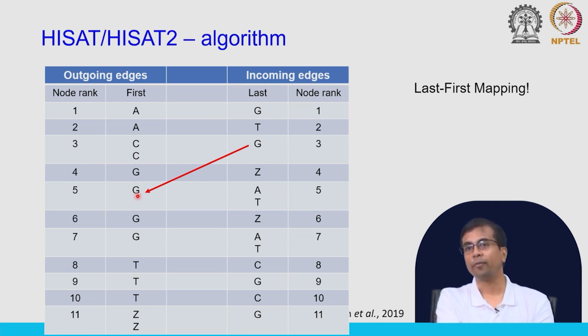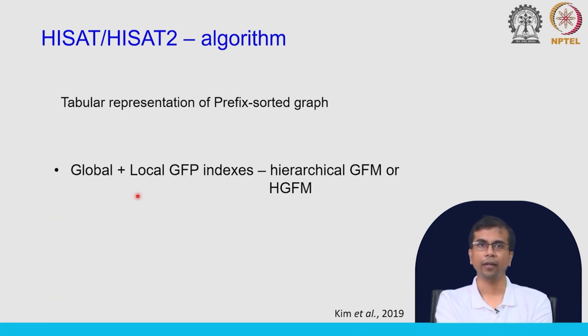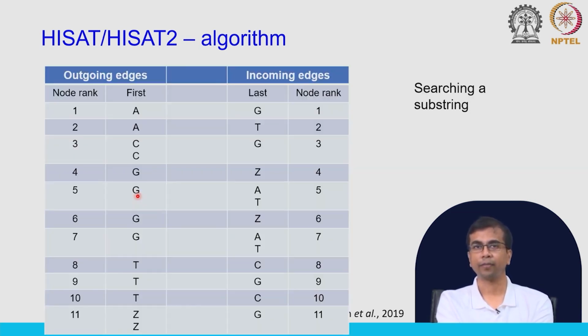So, what you can do now is utilize this last first mapping property in this table, and we can map certain reads, okay. And what we have seen is that it is very flexible. You can actually accommodate mutations, you can accommodate these splice variants, because of these graphs, because you have converted this reference into a graph, okay. So, we have this global plus local indexes plus some repeat index which gives us this HGFM.